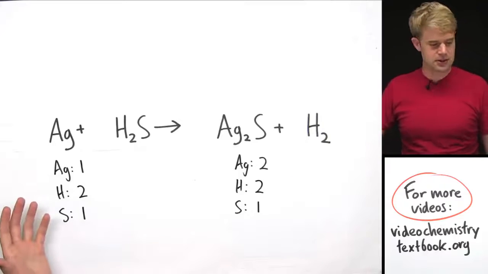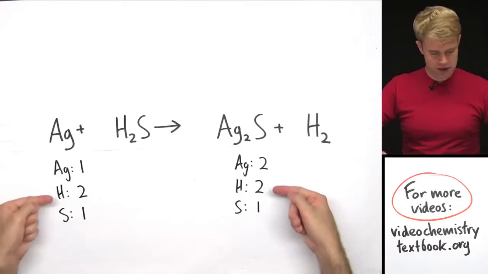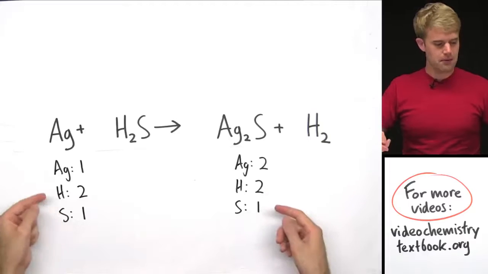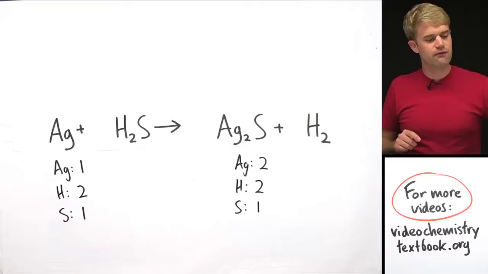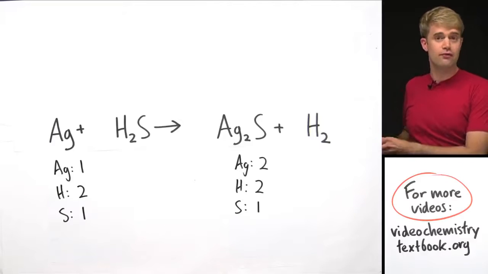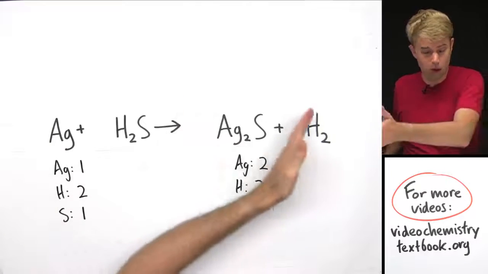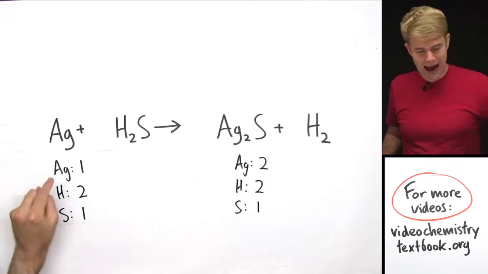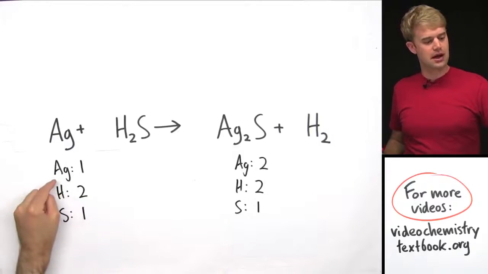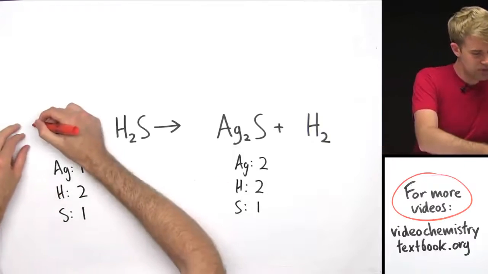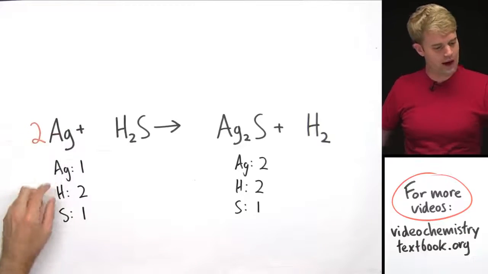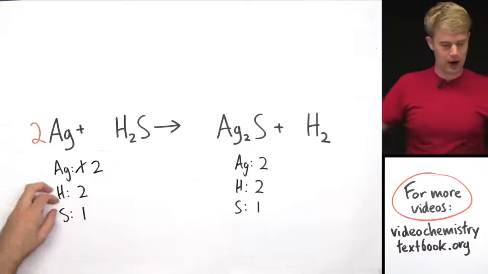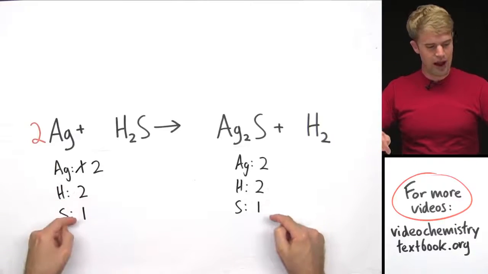Okay, what balances and what doesn't? Well, the hydrogens and sulfur both balance, but for the silver, we have 2 here and 1 here. We can fix it by adding a coefficient in front of one or more of these elements and compounds. I need more silvers on this side, and luckily, I can just put a 2 in front of this Ag. So now instead of having 1 Ag, I have 2, and now I've got 2, 2, and 1.